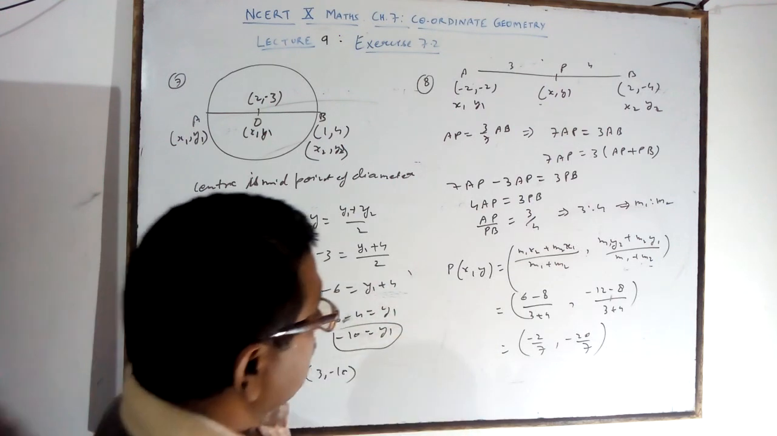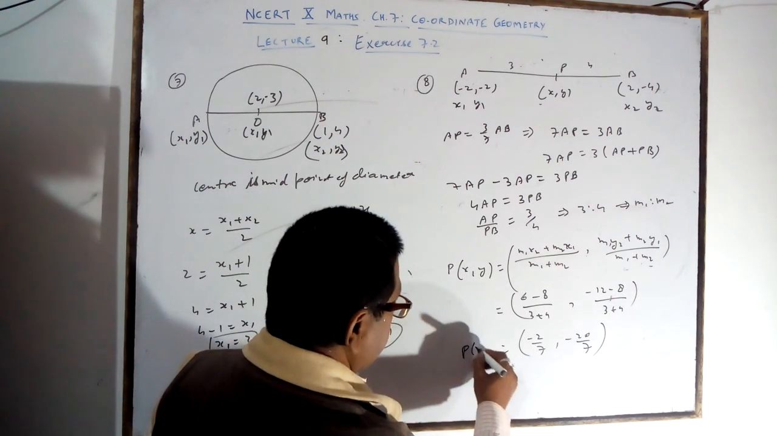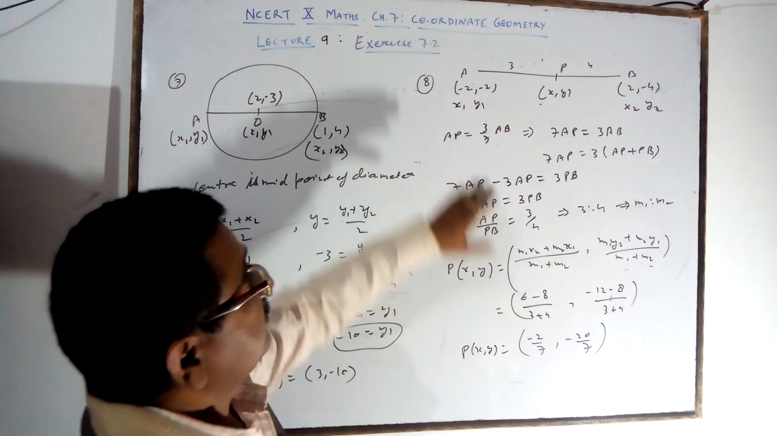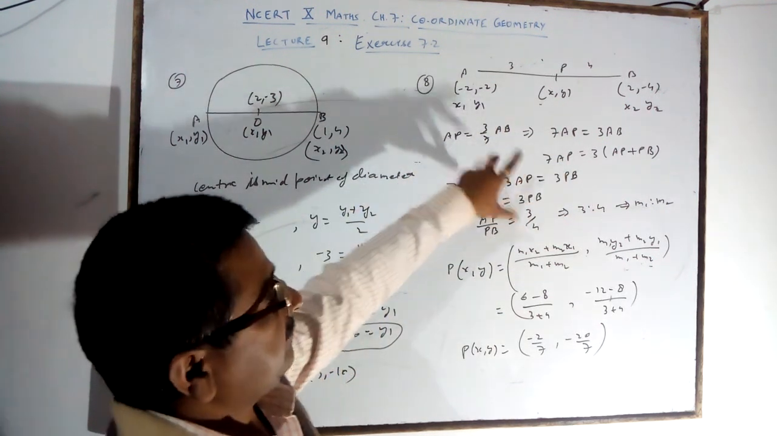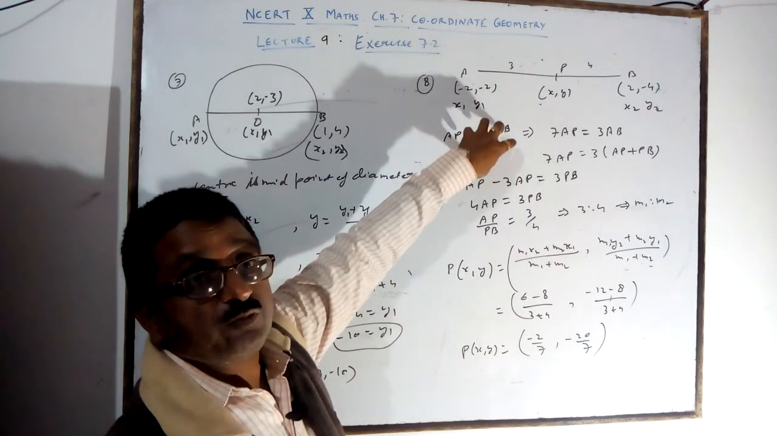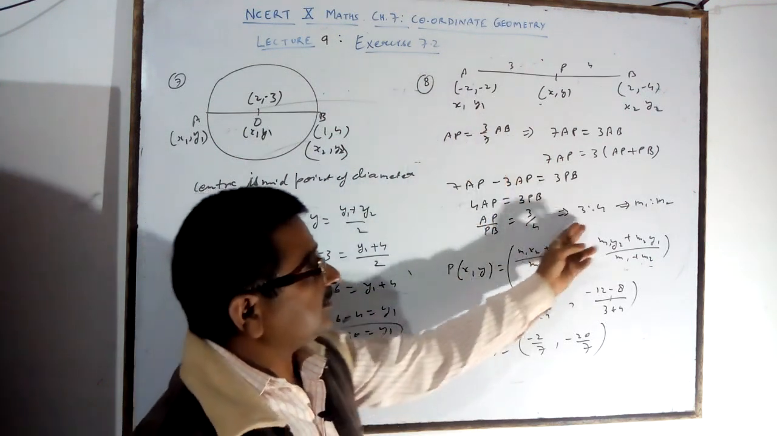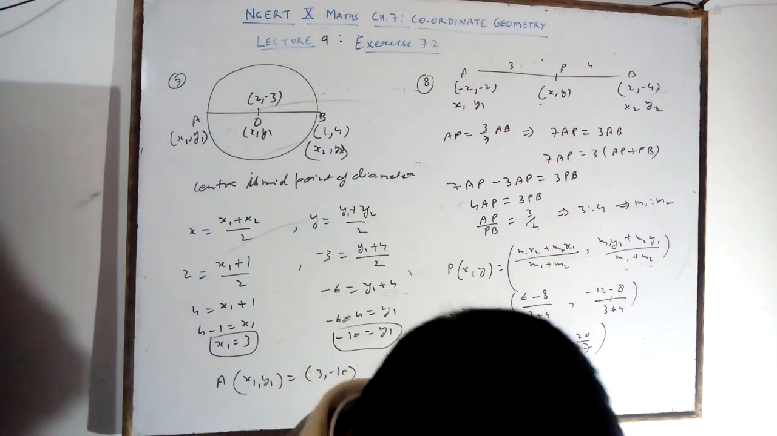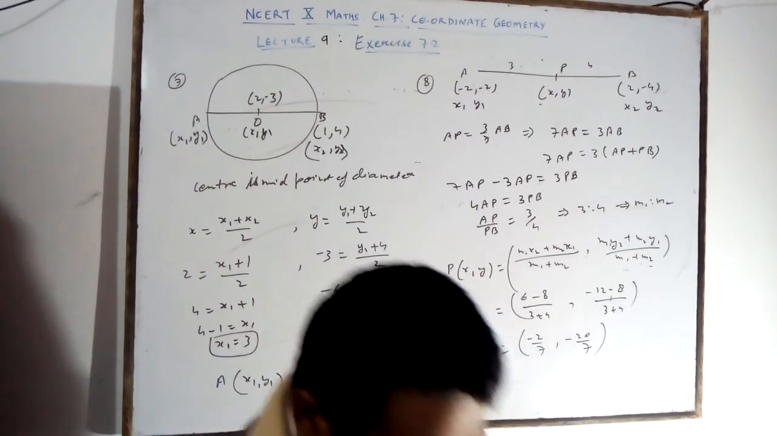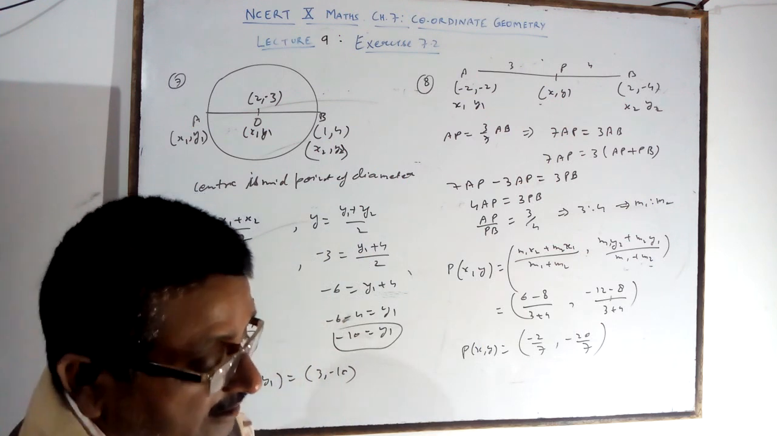It is the coordinate of the point P which divides the line in the ratio 3:4, or AP equal to 3 by 7 AB. This is a very important key point. By this you will calculate the ratio 3:4, which is very important. Without this you can't solve the question. Question number 8 is over.